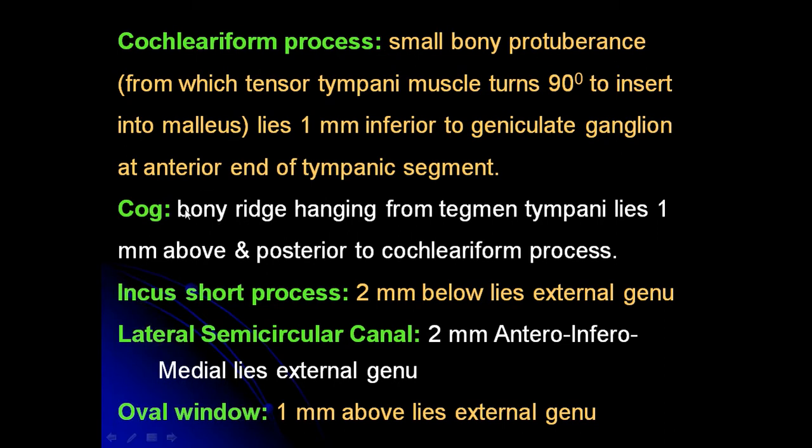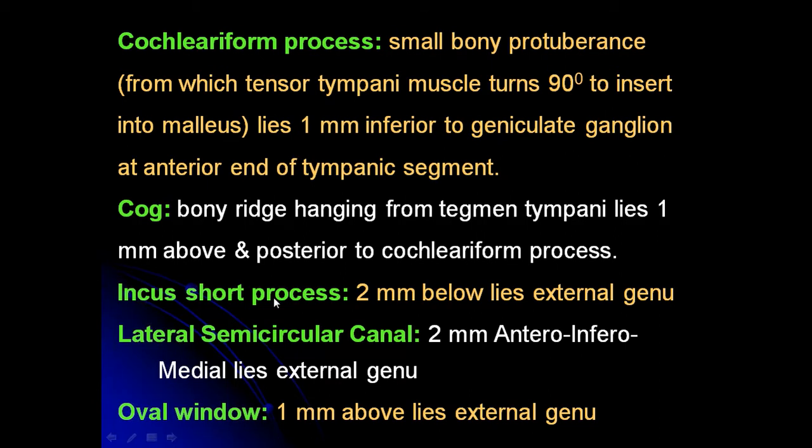So then one more thing is the cog. What is the cog? Actually, it is hanging from the tegmen tympani. So in the attic region, there is a small vertical projection called the cog. It lies 1 millimeter above and posterior to the cochleariform process. The cog and cochleariform process are important landmarks, as you could see. And the short process of the incus is 2 millimeters below the external genu. So 2 millimeters below the external genu, which is the second genu, as you could see.